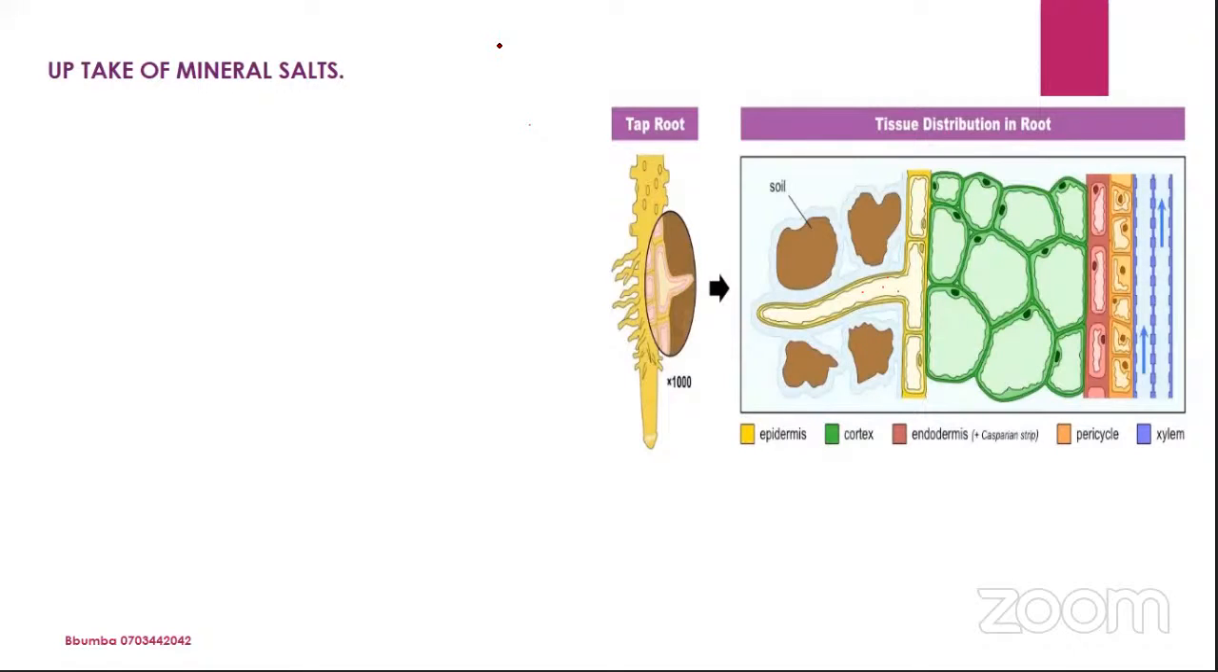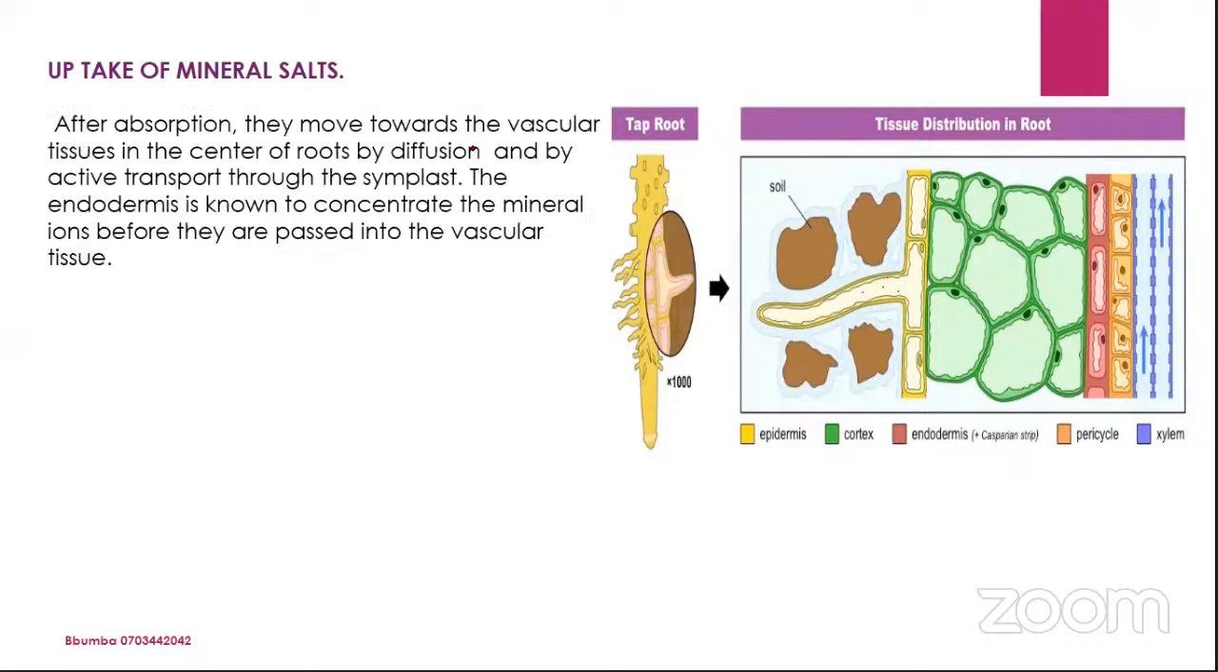So never forget such a pathway when you're describing these two processes. After the mineral salts have been absorbed, they move towards the vascular tissue. Remember, I said that the vascular tissue in this case is the xylem. They move by diffusion as well as active transport through the symplast pathway.